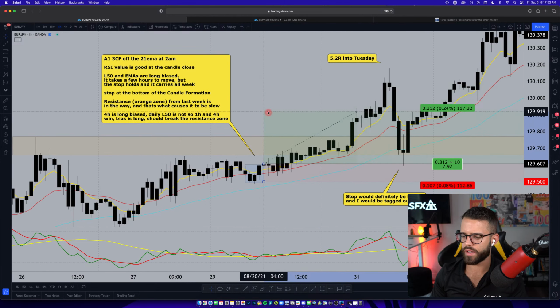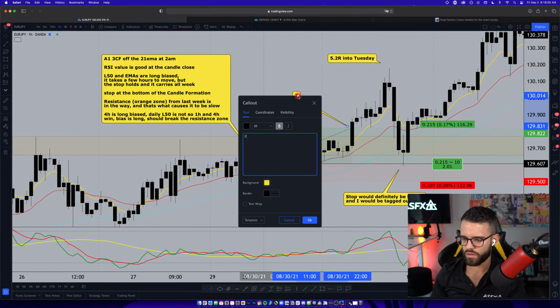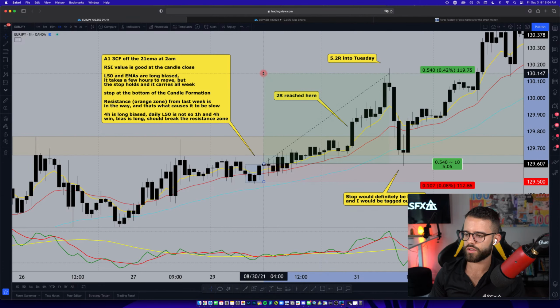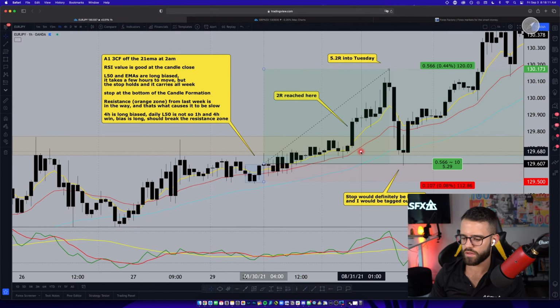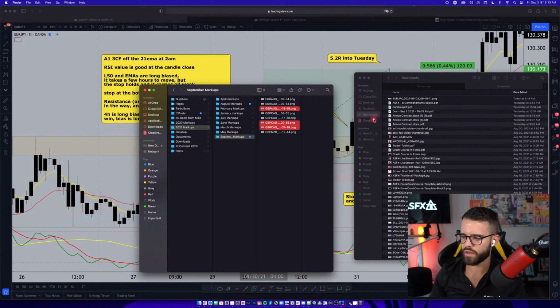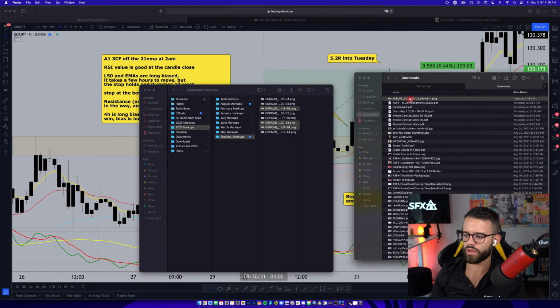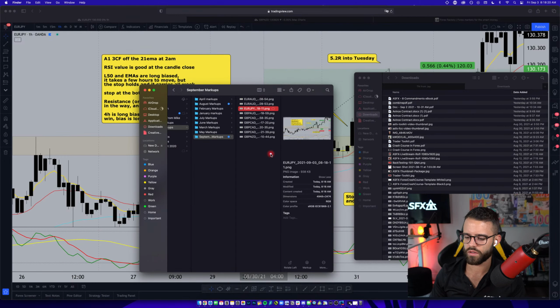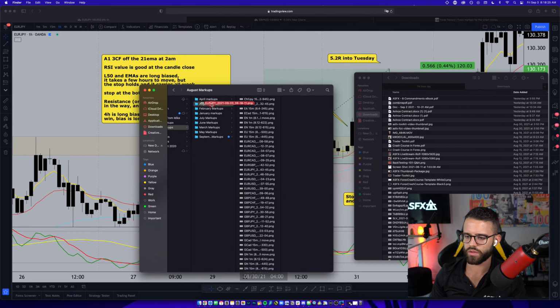We can also go like this. Just mark where it gets to 2R, because that's always good to know. Right there. We can drag this up. Then I'll take the picture. Save it like that. Show you again. Goes to the downloads. Here it is. Euro JPY on the 1 hour. See, here's the photo. Drag this photo right into here. Actually, that's an August markup, so that's going to go into the August markups right here.